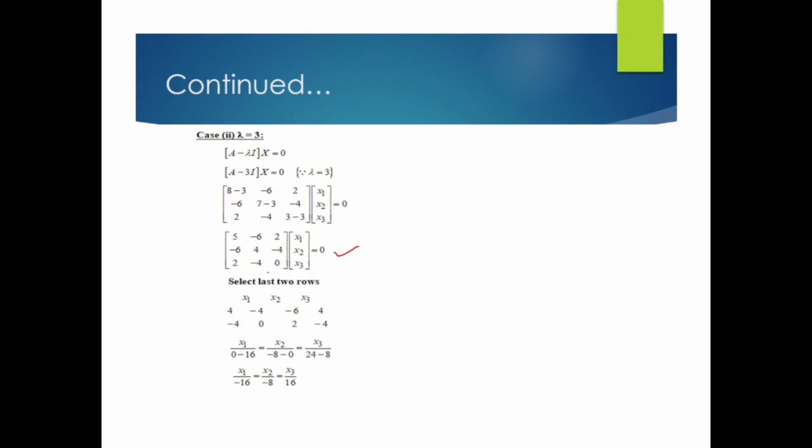So by cross multiplication I get x1 by 0 minus 16, equal to x2 by minus 8 minus 0, x3 by 24 minus 8. So it is x1 by minus 16, x2 by minus 8, x3 by 16. Upon simplification, we get the X2 vector as (2, 1, minus 2). When I divide by minus 8, I get 2, 1, minus 2 here. So this is X2.